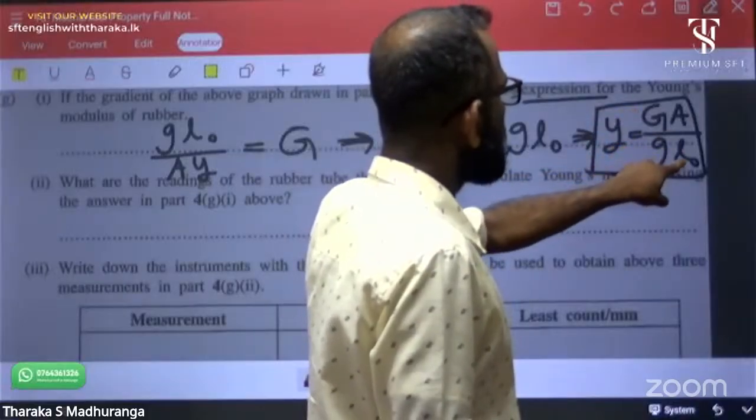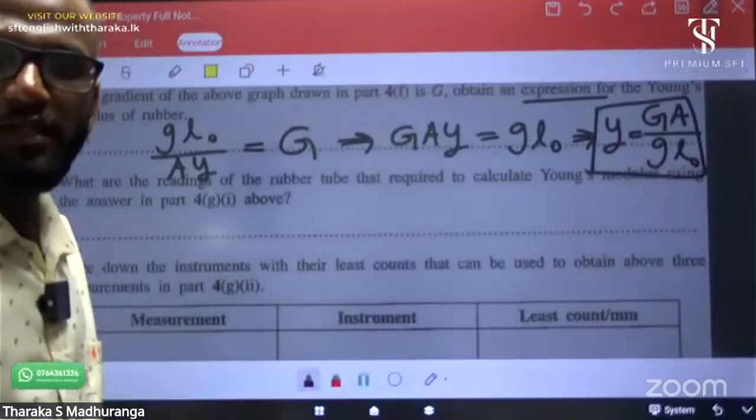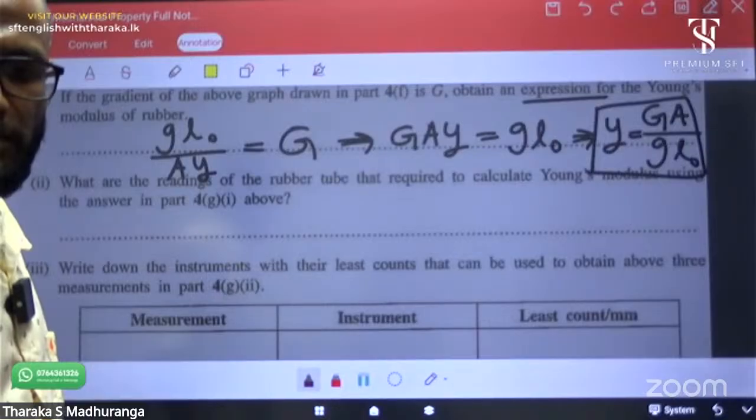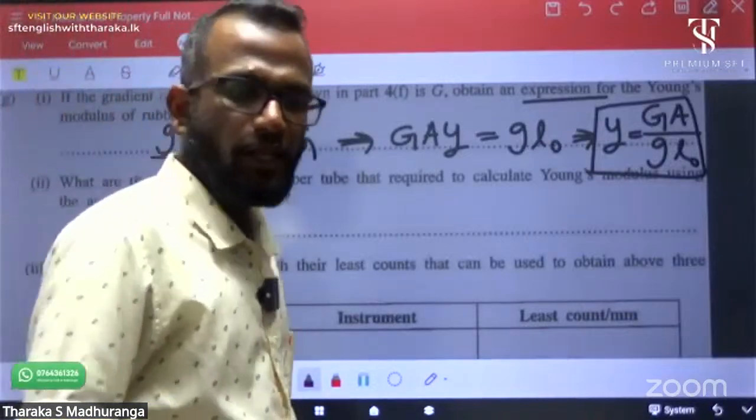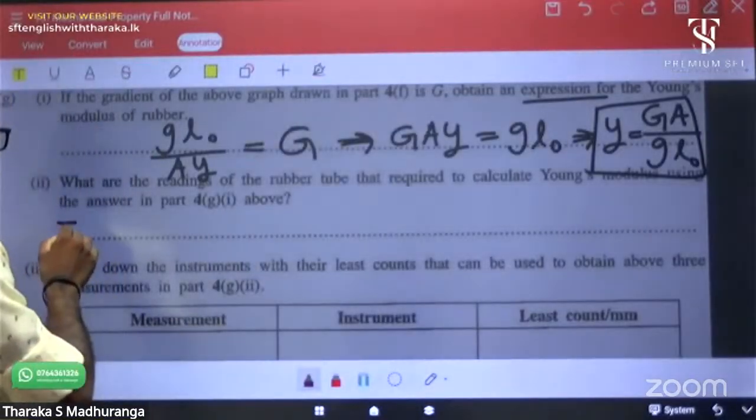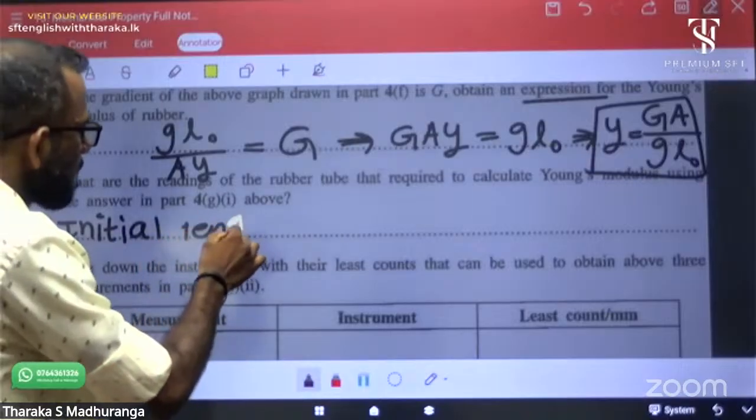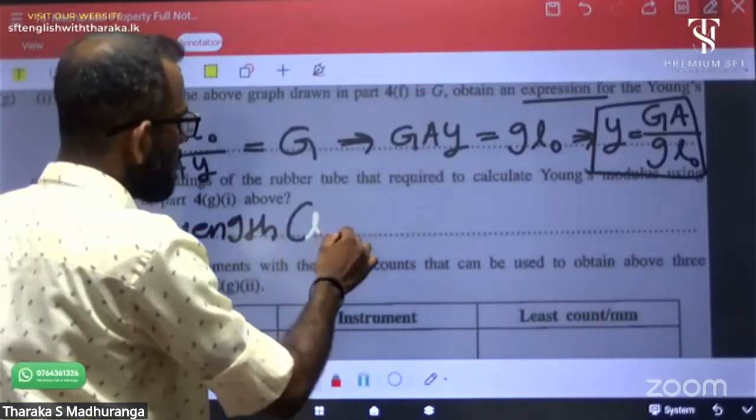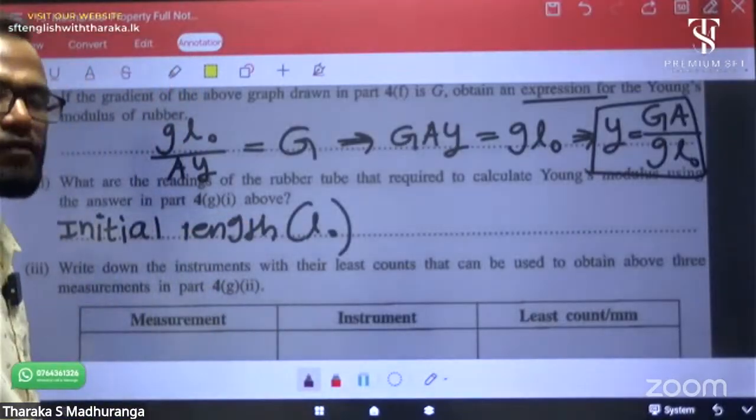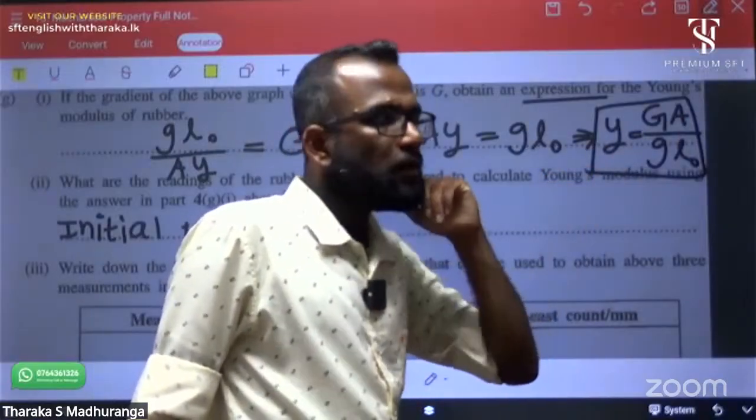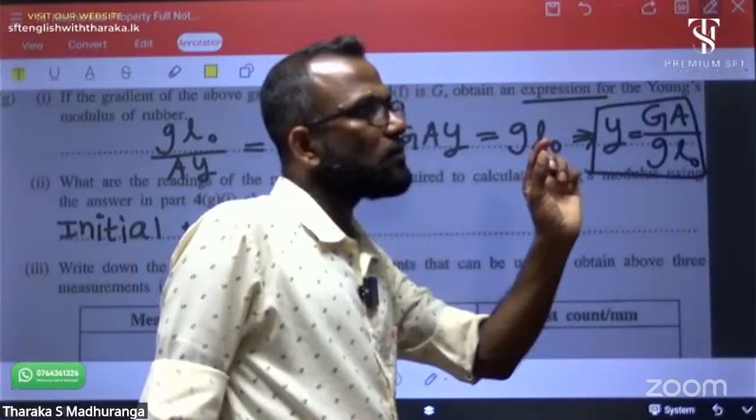You have to calculate the initial length, and what else? Initial length is the first one, that means L naught. What else? You have to get the cross section area.